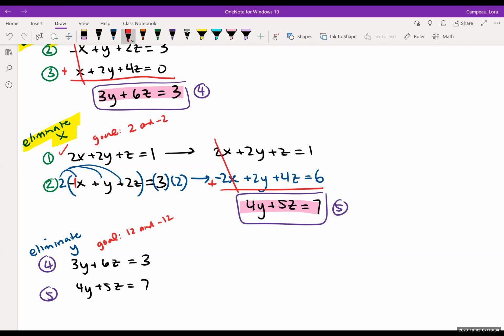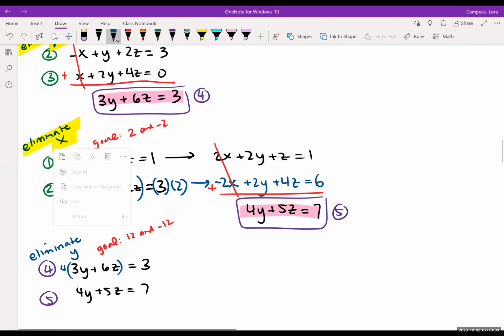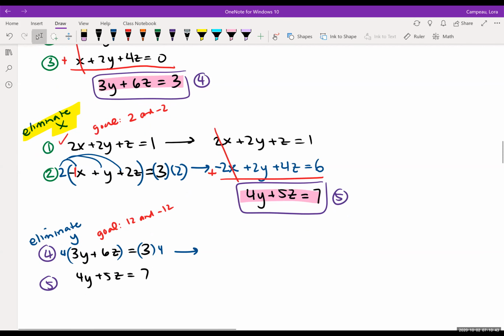So what I'd have to do, I'm going to multiply the top equation by a positive 4. So that's going to leave me with 12y plus 24z equals 12. The bottom equation, because I need a negative, I'm going to multiply by negative 3 on both sides. So this will leave me with negative 12y minus 15z equals negative 21.